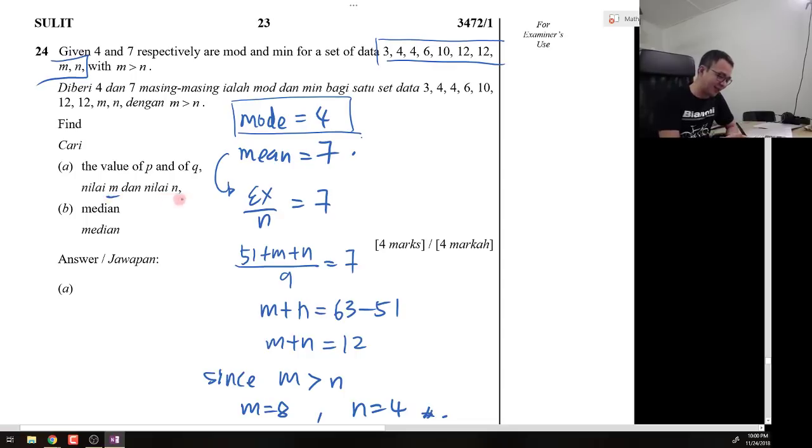Yeah, ignore about P and Q. Actually, they want M and N. Alright, there's no PQ here. Yeah, no worry. I don't think this kind of mistake will happen in SPM.